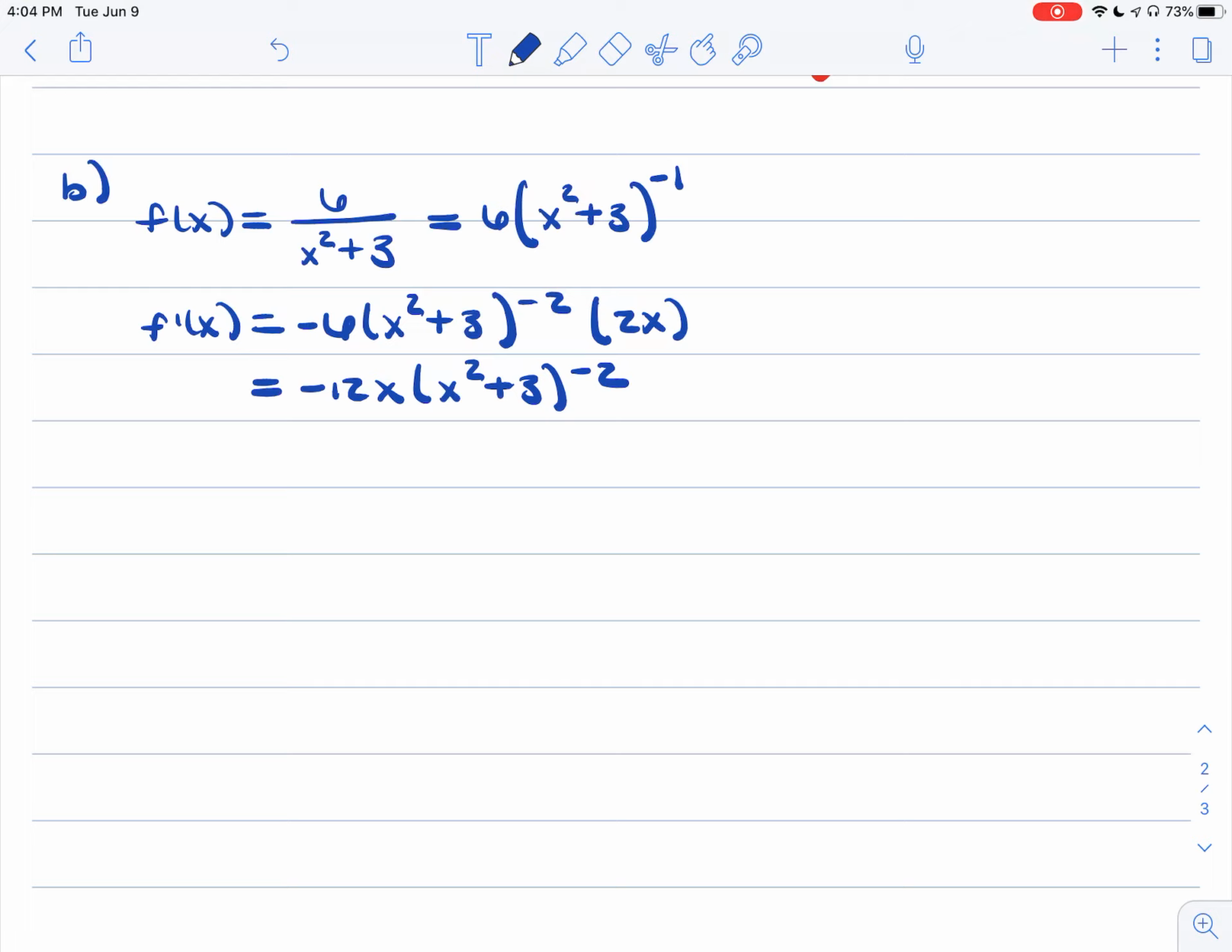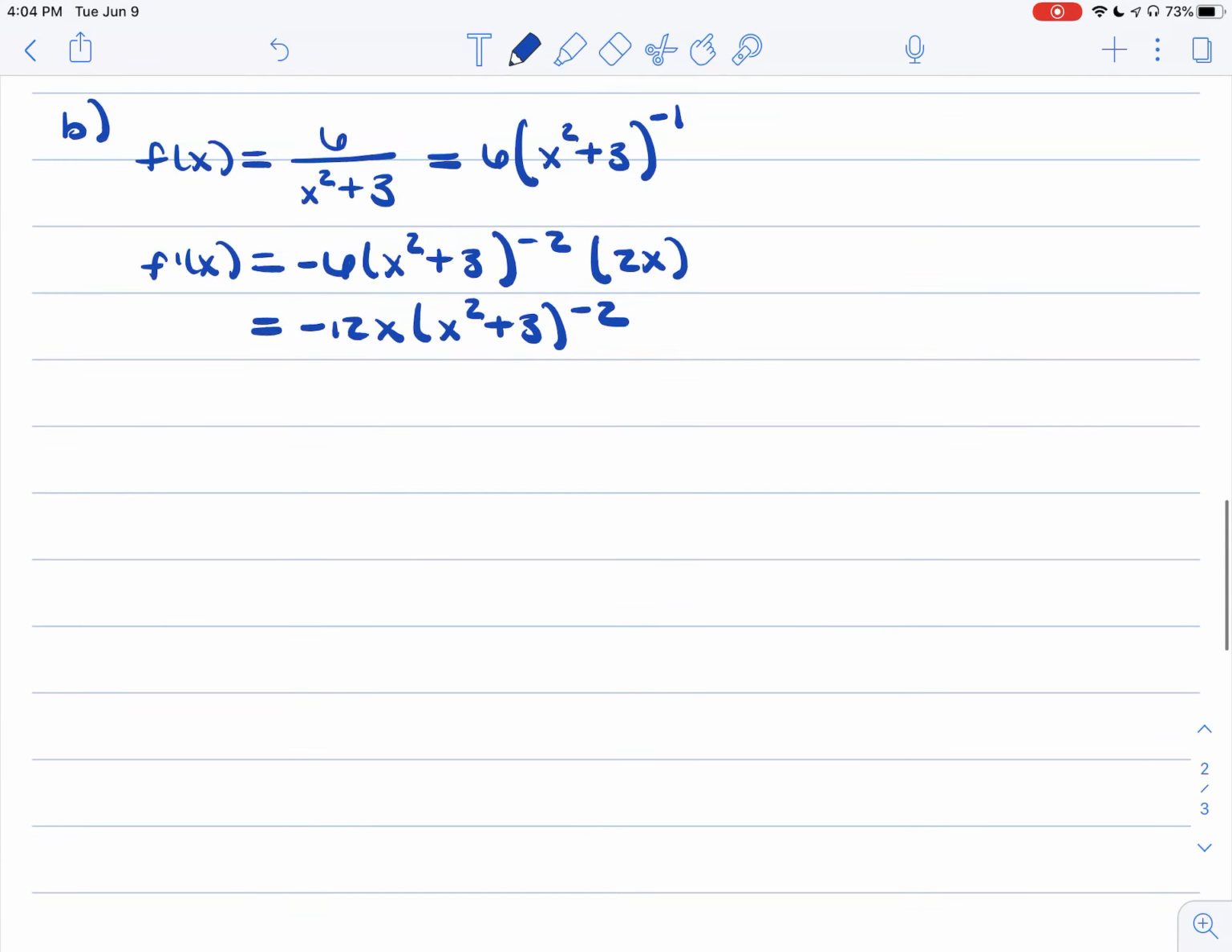All right, now I'm not going to bother rewriting this as a fraction just yet because we still need to take another derivative of this. So I'm going to leave my first derivative there, and I'm going to go now to my second derivative. So we're taking a derivative again, right? And this time, because we have the -12x times this quantity, we're going to have to use our product rule.